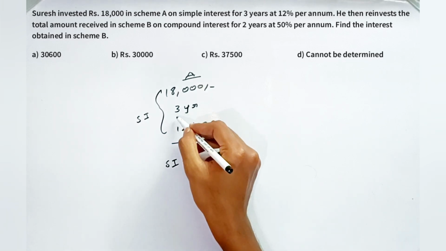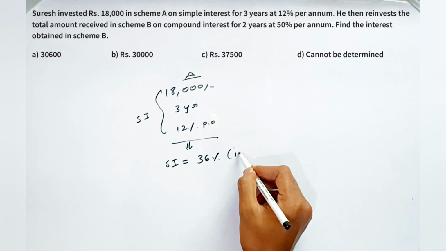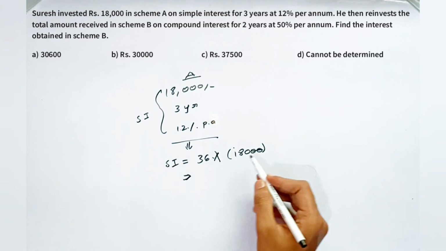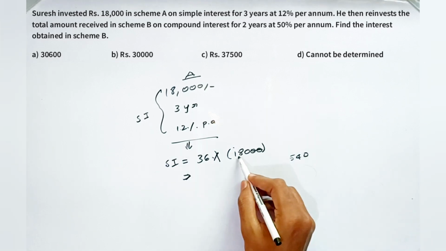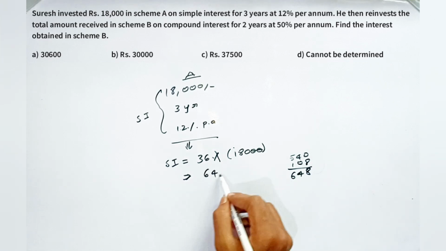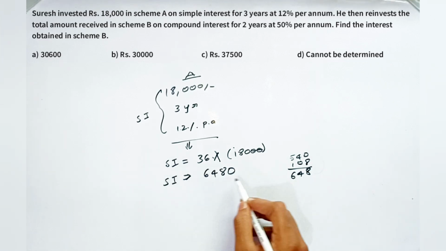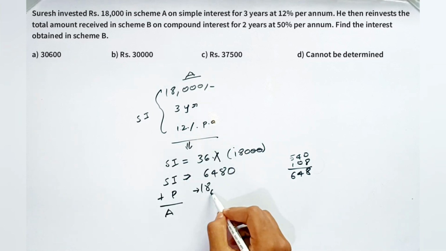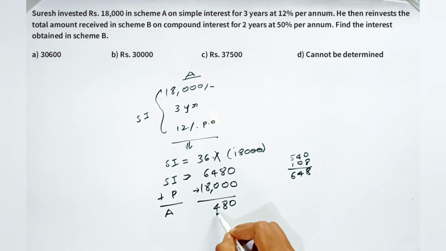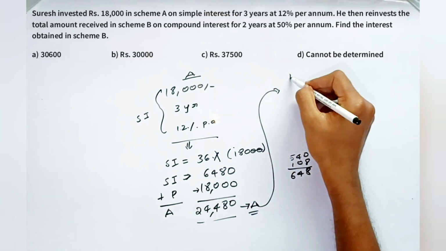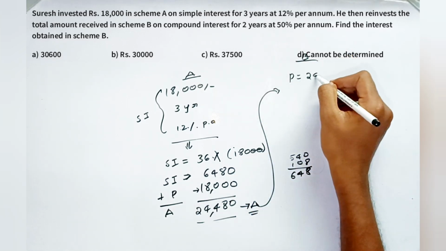Simple interest is nothing but 3 into 12, 36. So 36% of the principal, which is 18,000. The 2 zeros cancel, and 18 into 36 is 648, so the simple interest would be 6480. Simple interest plus principal is the amount, so adding the principal of 18,000, we get 24480. This is the amount, and in the question it is given that this amount is reinvested in scheme B, and this is the principal in scheme B, which is 24480.